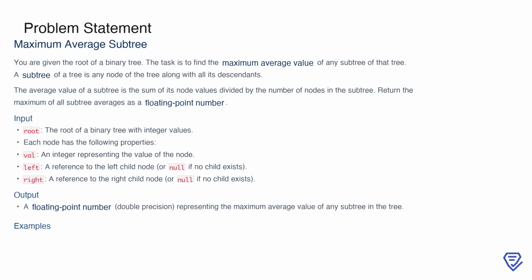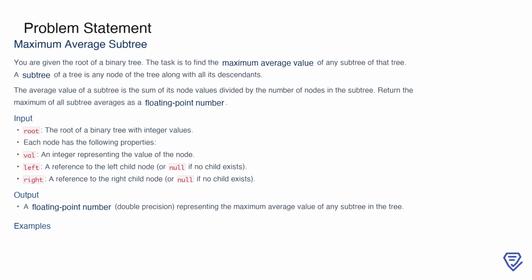In this problem, we are tasked with finding the maximum average value of any subtree in a given binary tree. A subtree is defined as any node in the tree along with all of its descendants. To calculate the average value of a subtree, we take the sum of all the node values in the subtree and divide it by the total number of nodes within that subtree.